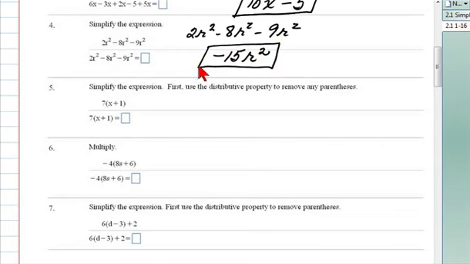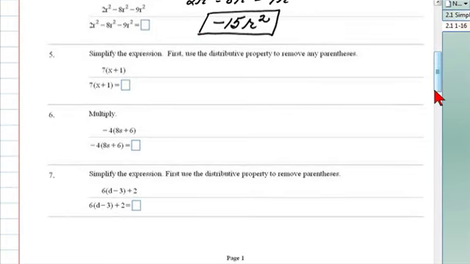Is that okay? So we did several examples of just combining like terms. In your math lab exercises, when you get to number 5, things begin to change a little bit. It says simplify the expression. First, use the distributive property to remove any parentheses. So this expression is 7 parentheses x plus 1.